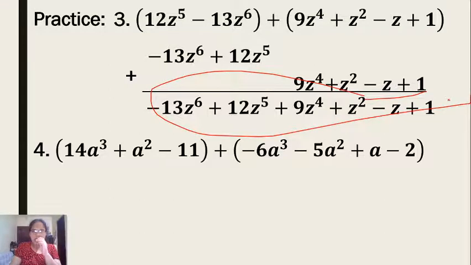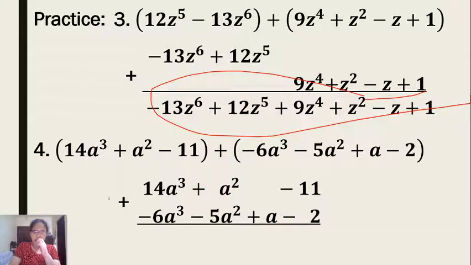And then lastly, 14a cubed plus a squared minus 11 plus -6a cubed minus 5a squared plus a minus 2. So we can rearrange the terms from the term having the highest exponent in the variable to the term with the least exponent on the variable. So when we arrange the first polynomial, we start with 3, 2, there's no linear term here, and then lastly the constant. So for the second polynomial, we start with the variable having 3 as an exponent, then 2, then 1, and then the constant.